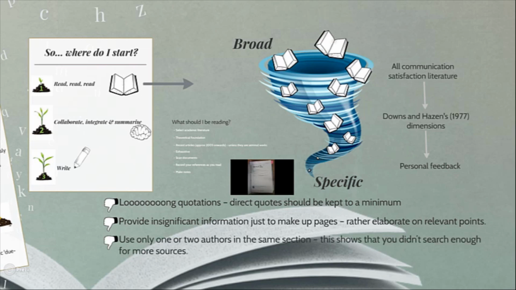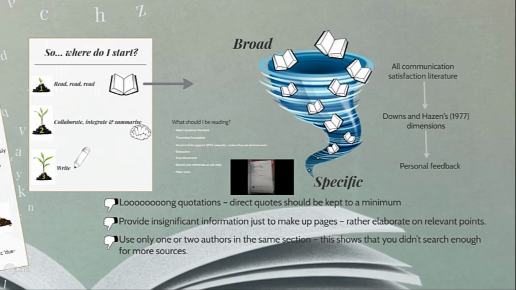Lastly, using only one or two authors in the same section is to be avoided. This shows that you haven't searched enough for sources, and your reading and theoretical depth is not where it should be. If you read as much as you should in this first phase of your literature review, you will have more than one source to integrate in all of the sections that you present. And we'll talk a little bit more about integrating sources later on, but this is something that you need to keep in mind in this first phase of your literature review.